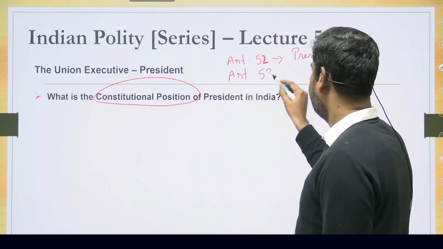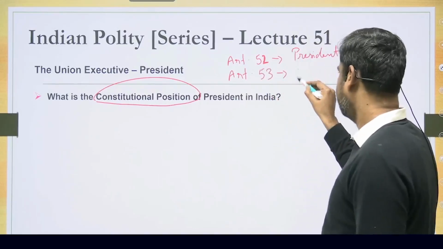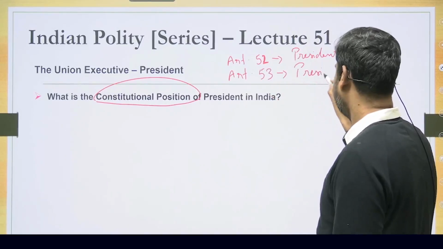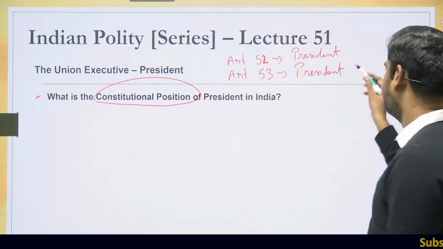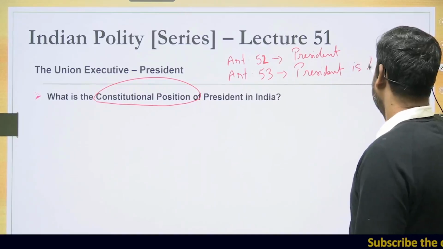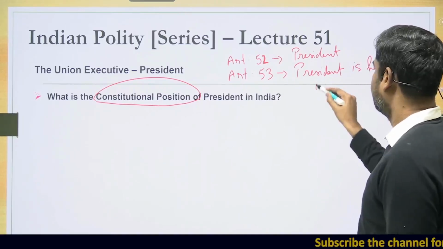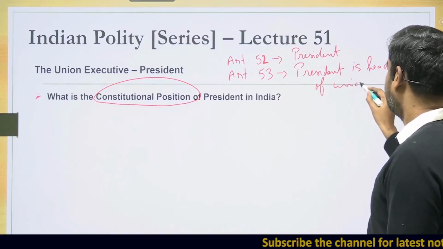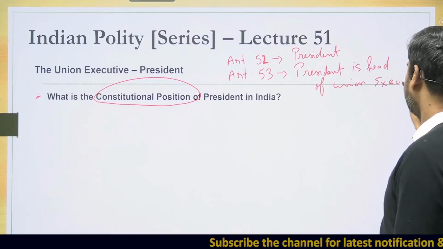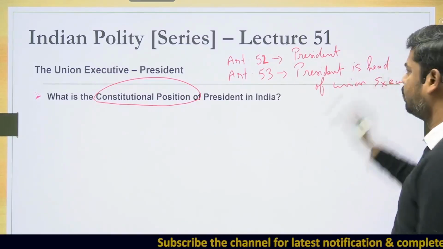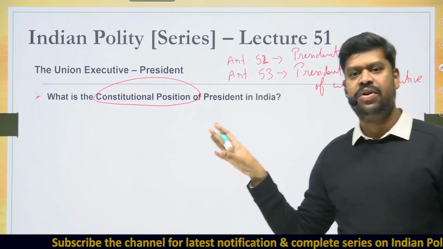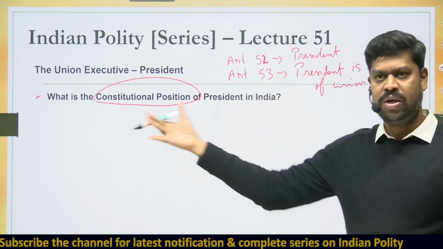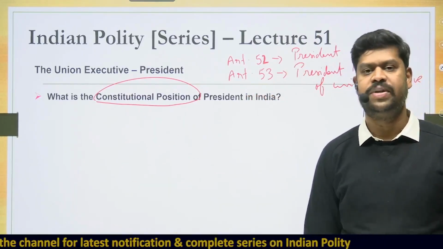Article 53 is saying that the president is the head of the union executive. Who is president? The president is head of the union executive. In other words, of all the executives at the union level, who is the head of all those union executives? It is the president. So by understanding Article 52 and Article 53, now tell me what is the position of the president.